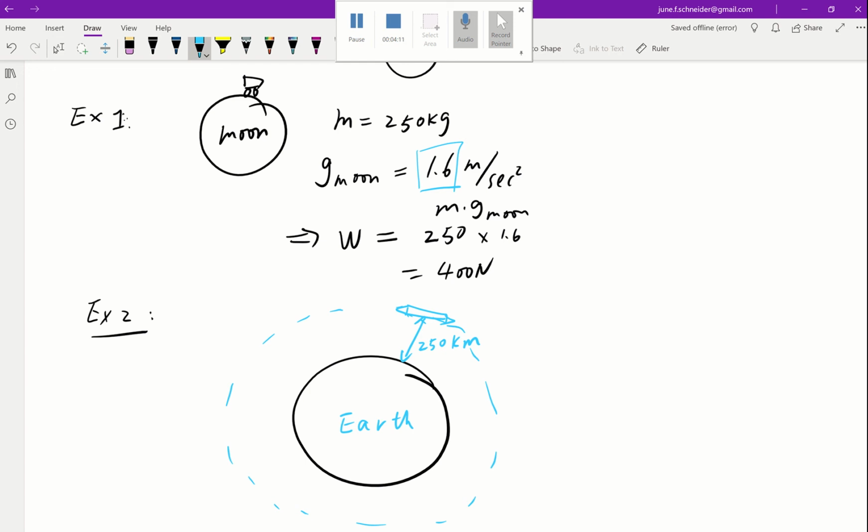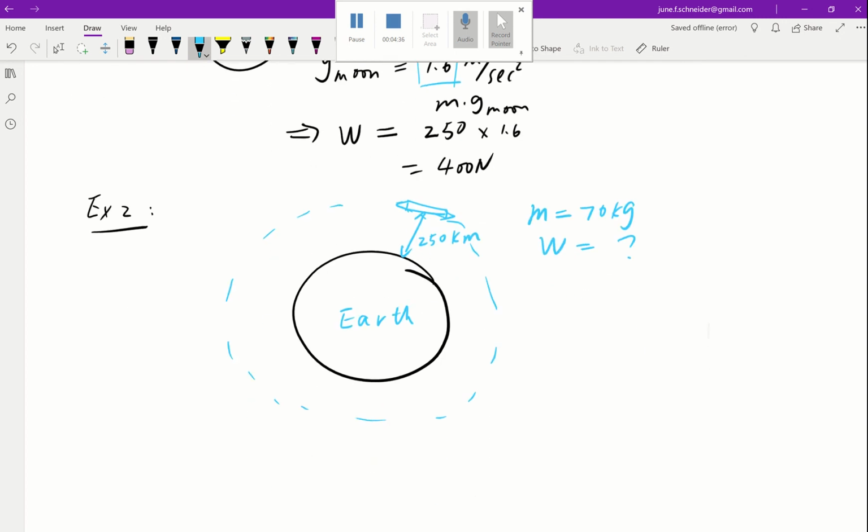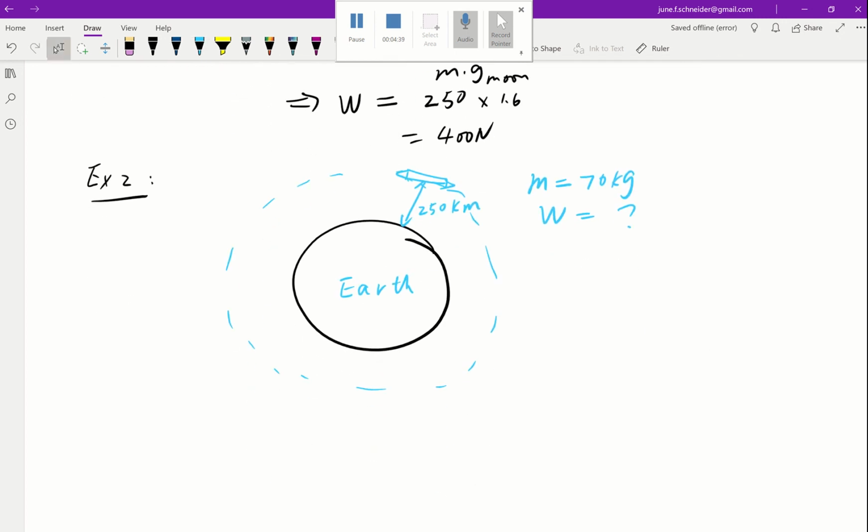This astronaut in the space shuttle has a mass of 70 kilograms. Then we want to find the weight at this position, 250 kilometers from Earth. So normally, thinking about this problem, we know the weight is equal to mass times g, and the mass is given as 70, g is 9.8. But can we use 9.8?